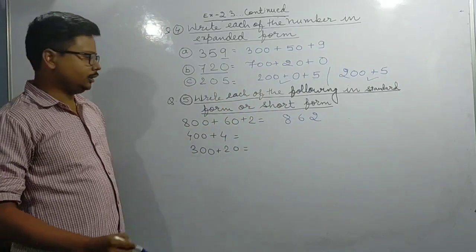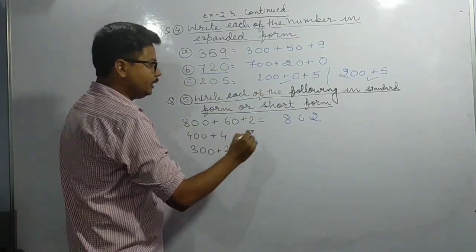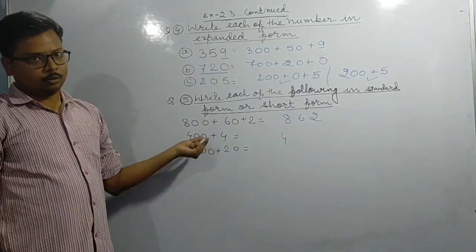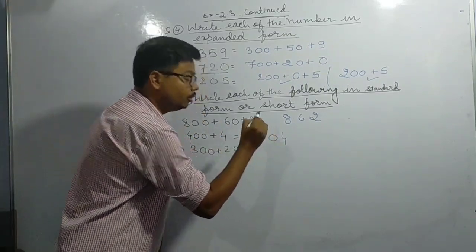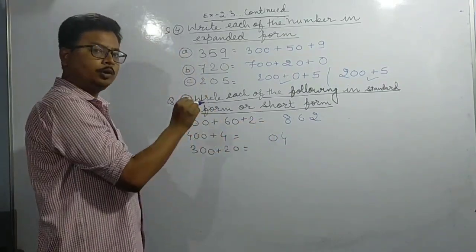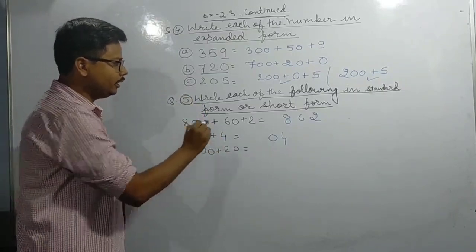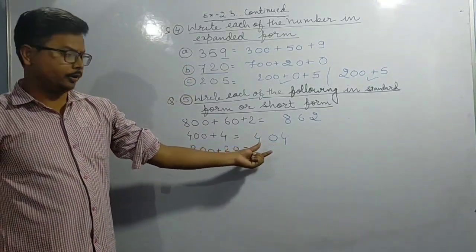Now come to the next question. 400 plus 4. In ones place 4 is there, so we are writing 4. Now there is no tens place, so in that case you have to put 0 here. That means in the tens place you have to put 0 if nothing is given. And in hundreds place 400 is there, so we write 4. So our answer becomes 404.